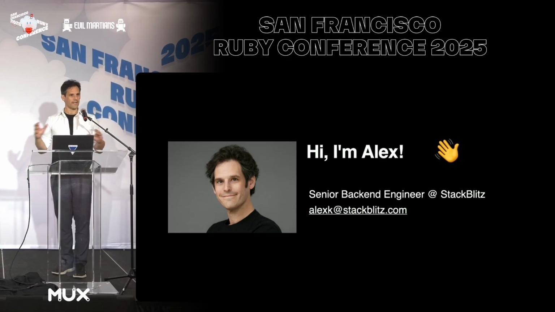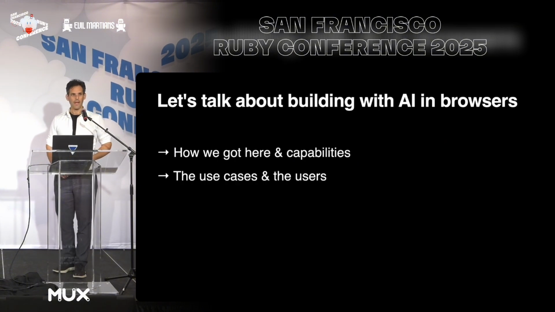And I'm hopefully going to try and get to the bottom of this confusion. What is StackBlitz? What is Bolt? And how do they interact? And that really comes to the heart of why it is that we're building AI in browsers and how these two things work together. How did we get here? What are the capabilities we have? And what are the use cases for you and your users?